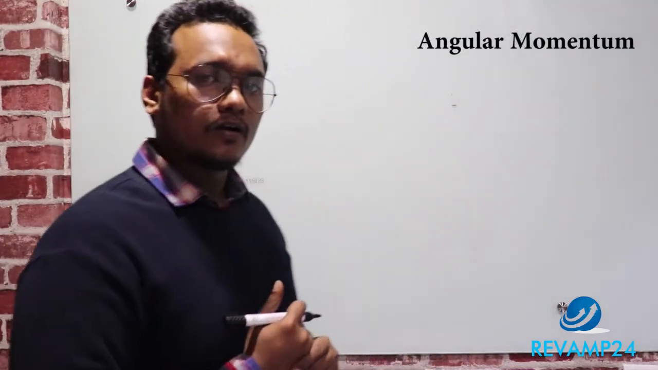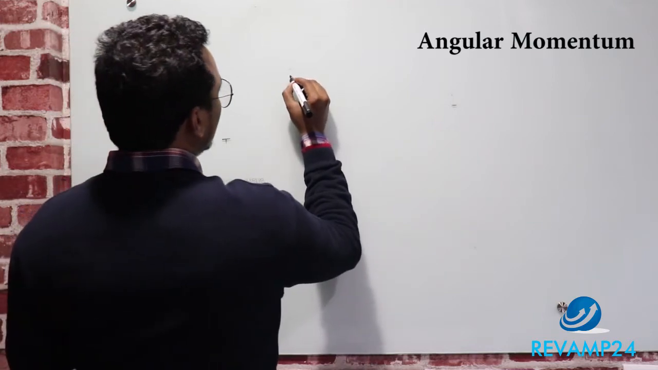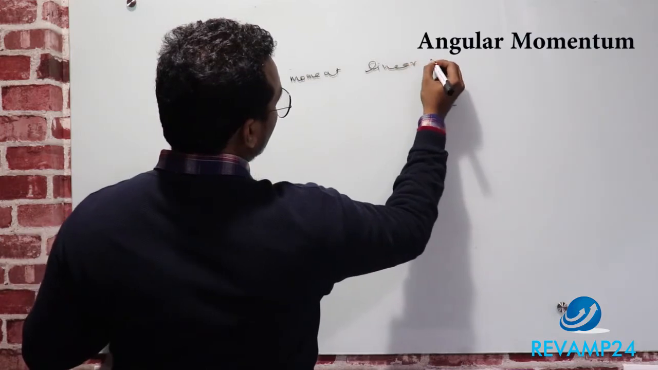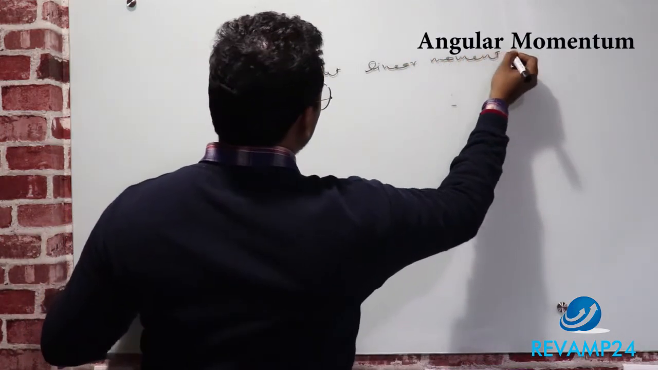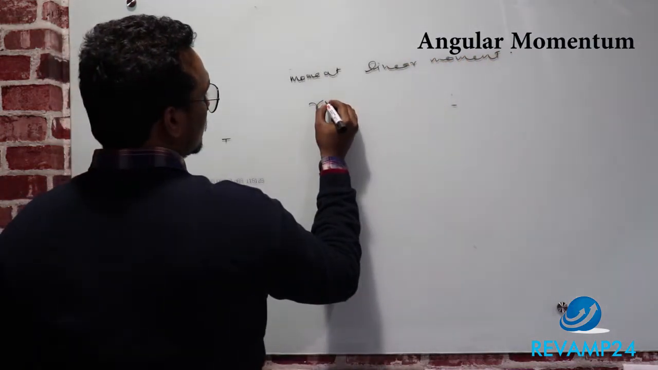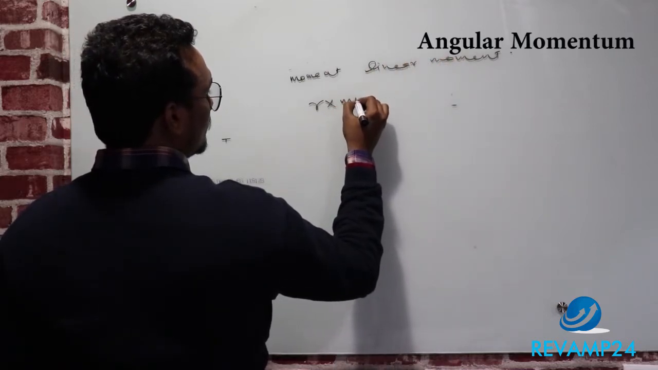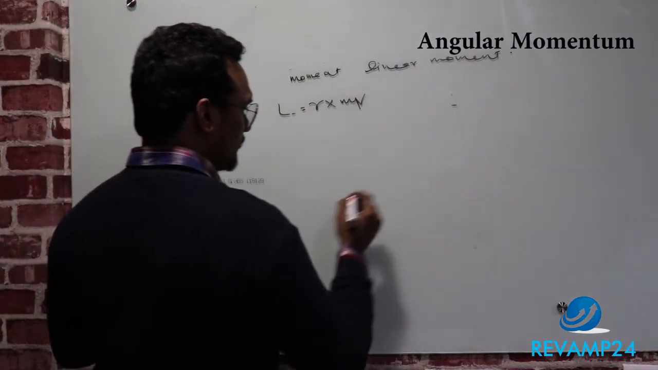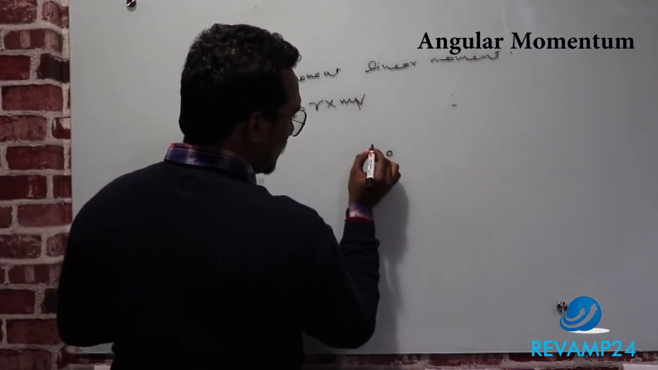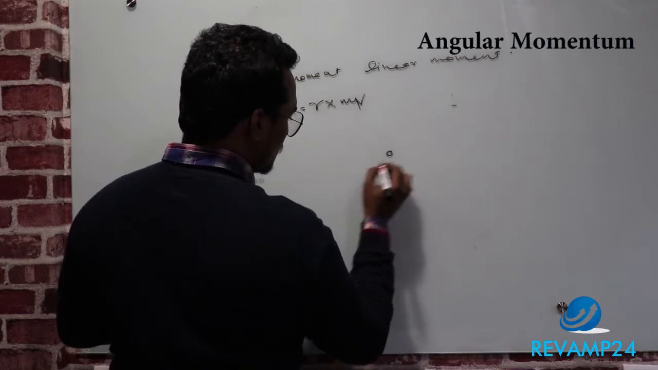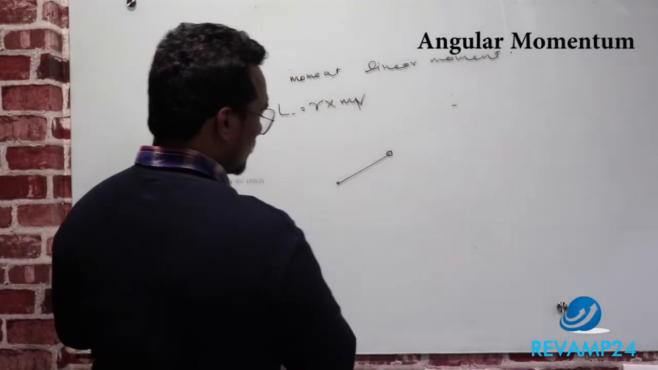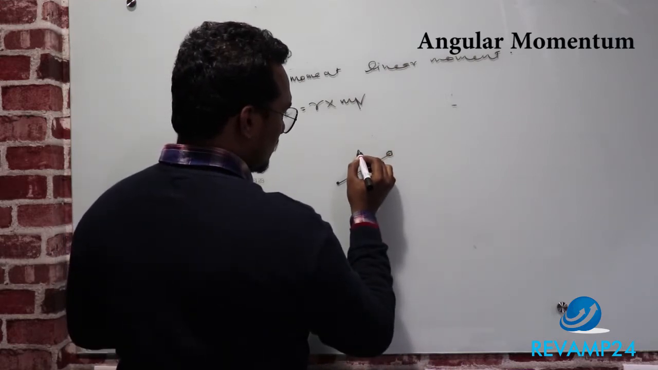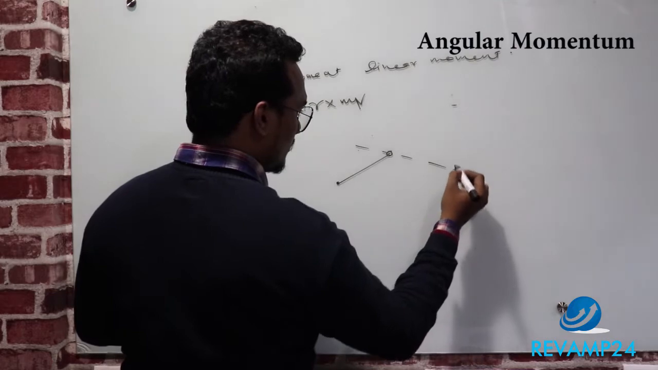Now I'll explain angular momentum. Angular momentum is nothing but the moment of linear momentum. So it is R cross the linear momentum, which is mv, p. This is angular momentum. If you have a mass moving in a particular direction, for example, this is the pivot and this mass is going in this direction, mv.